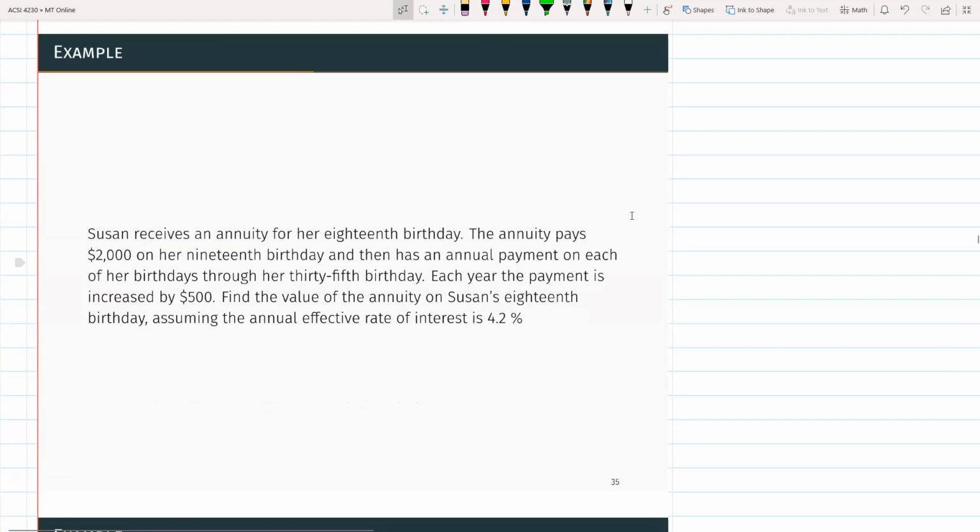Okay, let's do some problems. Here it says Susan receives an annuity for her 18th birthday. The annuity pays 2,000 on her 19th birthday, and then has an annual payment on each of her birthdays through her 35th birthday. Each year, the payment is increased by 500. Find the value of the annuity on Susan's 18th birthday, assuming an annual rate of 4.2. So let's draw the timeline and see what this means. So this is 18, 2,000 on her 19th birthday, annual payment on each birthday through her 35th birthday. Each year, the payment is increased by 500.